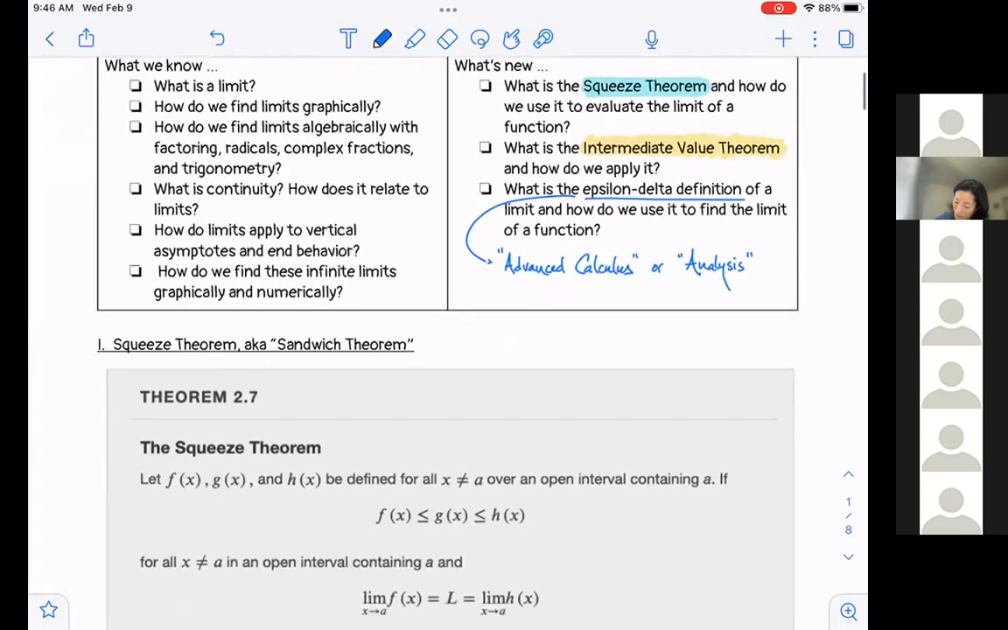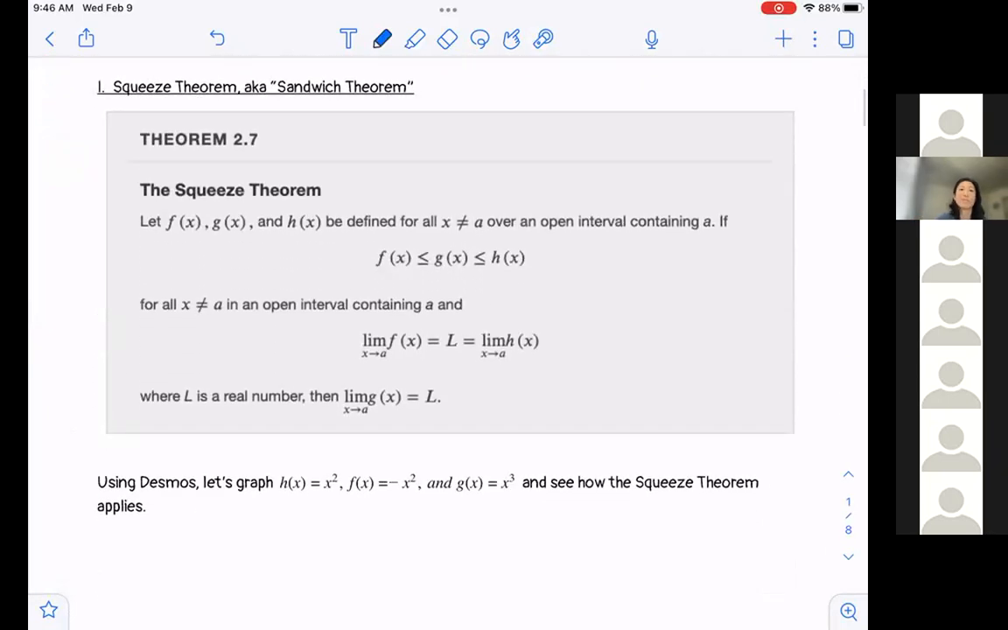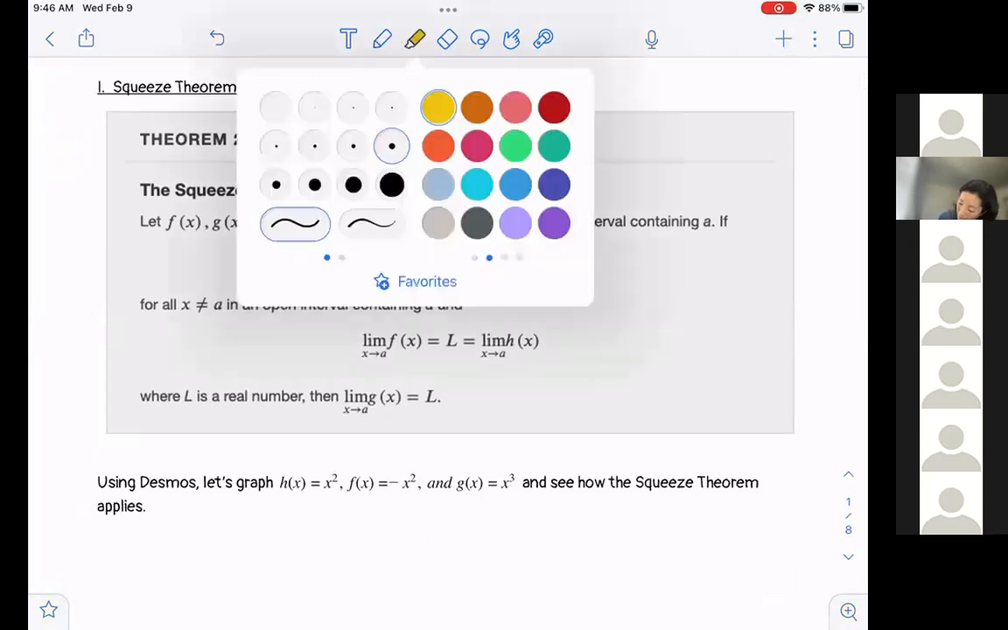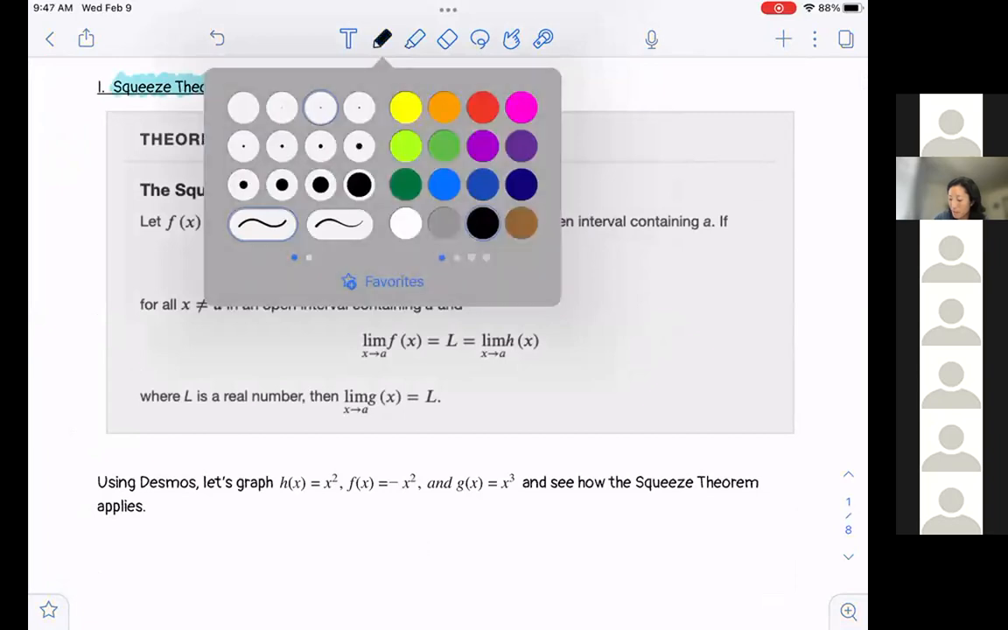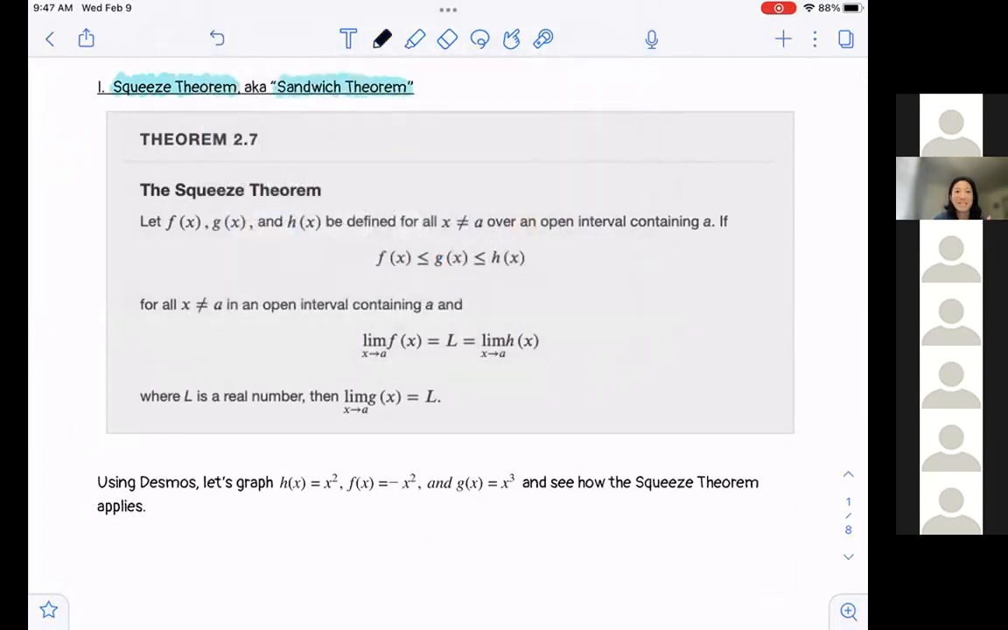But we're going to go ahead and get started with the squeeze theorem. Some folks call it the squeeze theorem, and other folks refer to it more affectionately as the sandwich theorem. Now, I enjoy eating a lot of food, and so for me, the sandwich theorem is more fun. I like to think about what kind of sandwiches I'm building.